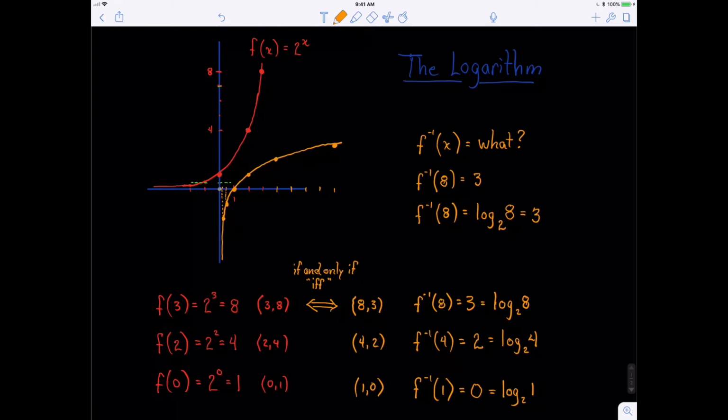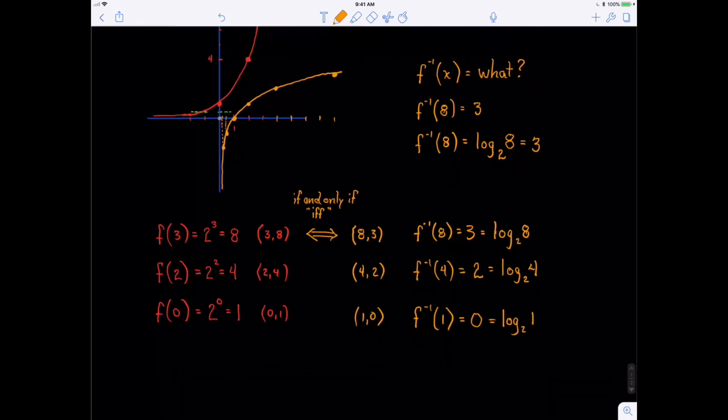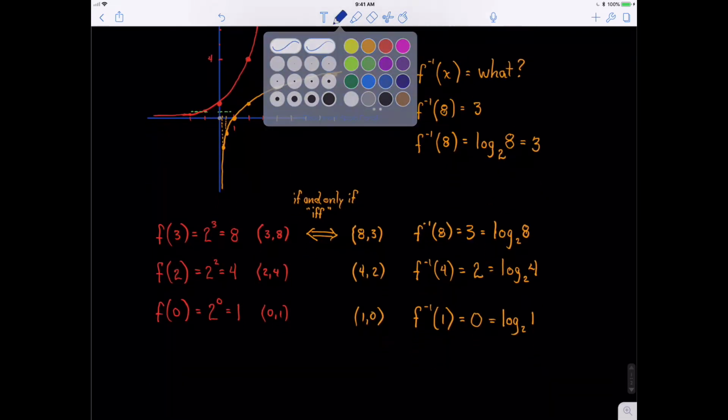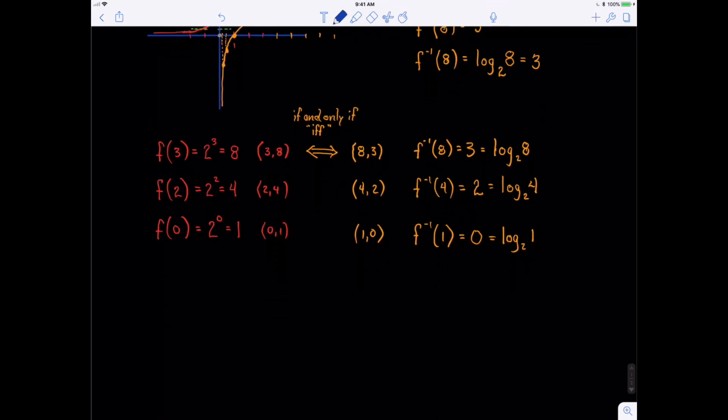That's what the logarithm is. The logarithm is the inverse function of the exponential function. Well, let's write that because that's pretty important. So the logarithm is the inverse function of the exponential function.